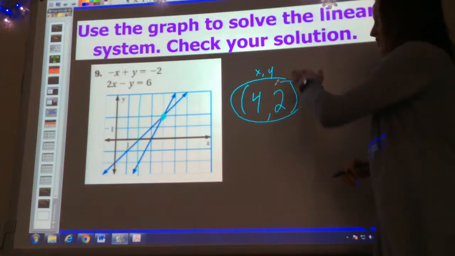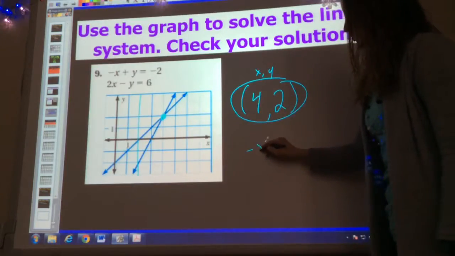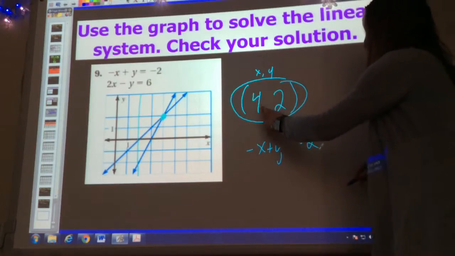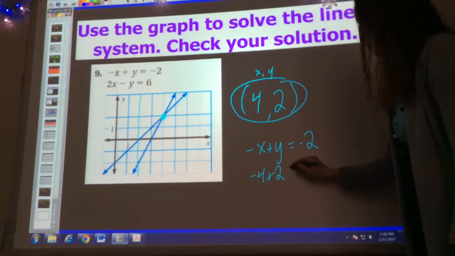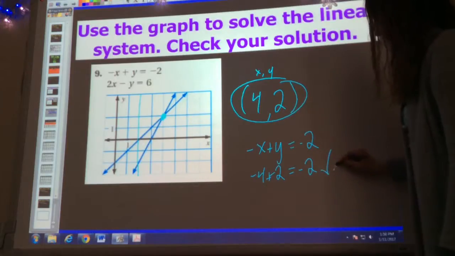And once again, if it asks us to check our solution, we can plug it into our equation. And it'll just check the first one for us. You're going to have -4 plus 2. Because -4 plus 2 does equal -2, it checks out. Then we're all happy.